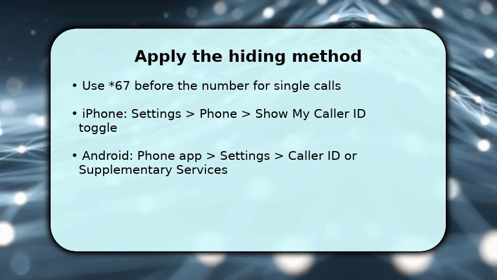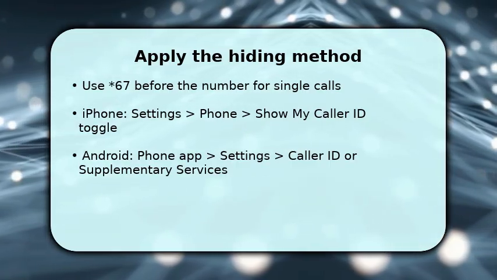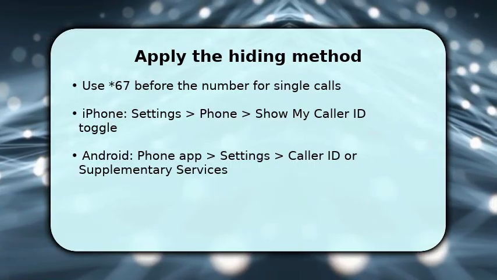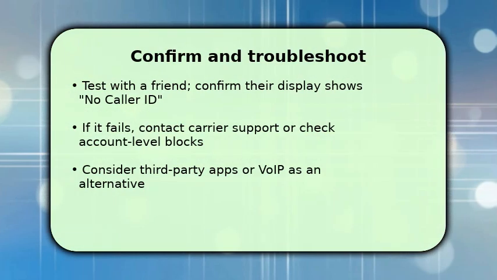Some carriers require you to manage blocking from your online account. Go to the carrier portal, find calling or privacy controls, and enable anonymous calling. Make sure to save changes and reboot, then finish by testing.